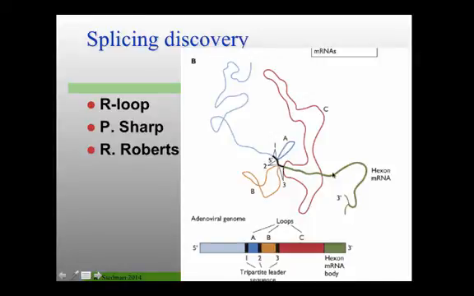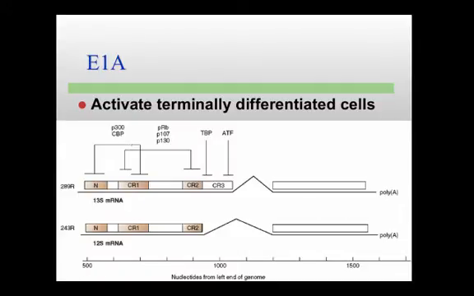So that was the major discovery here. For this, Phil Sharp and Rich Roberts both got the Nobel Prize. So splicing is not just cool and neat and you get the Nobel Prize for doing it. It turns out it's also really important, not surprisingly, for virus function as well.